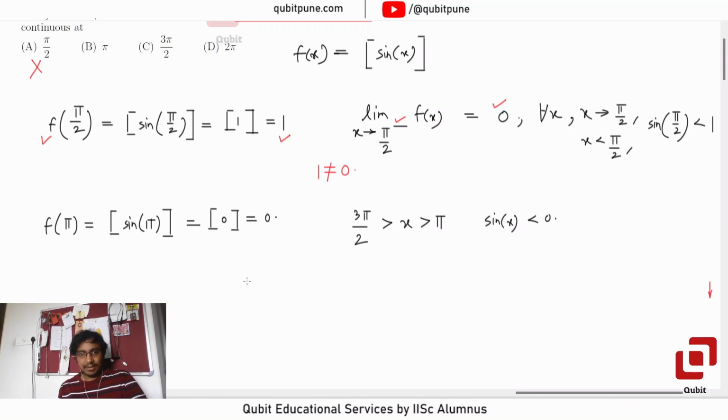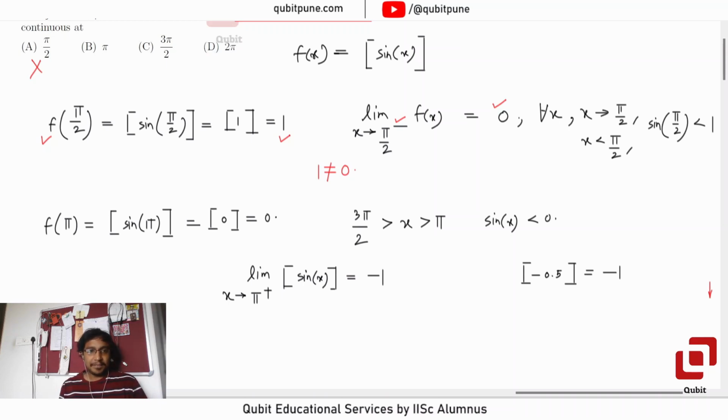So can I say that the limit as x tends to pi from right of box of sin x should be negative 1? Why? Because sin x's values are all negative, but in between negative 1 and 0. So the greatest integer function's value at all negative numbers greater than negative 1 is negative 1. Like, what is box of negative 0.5? It's not 0, it's negative 1. Correct? Have you understood this?